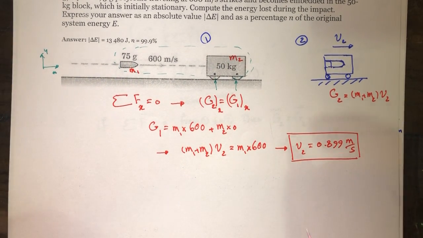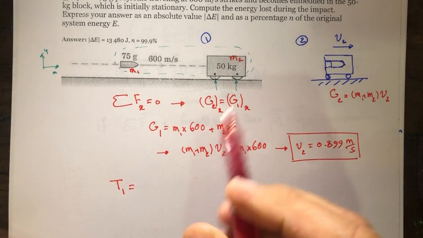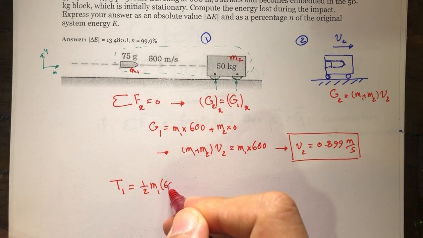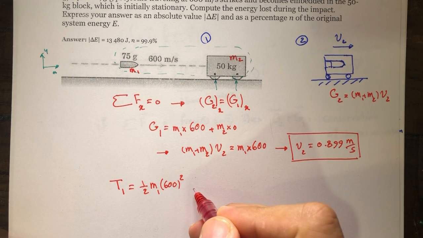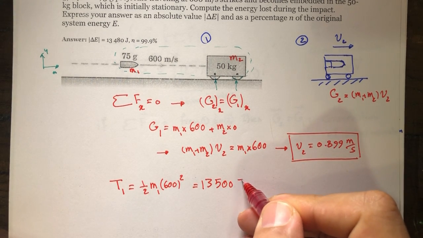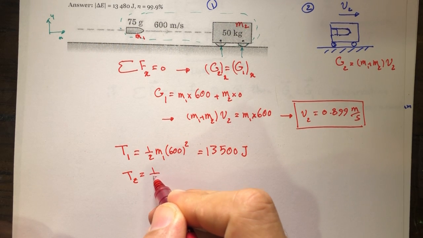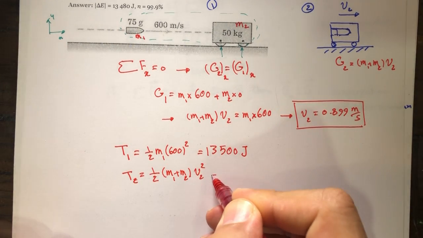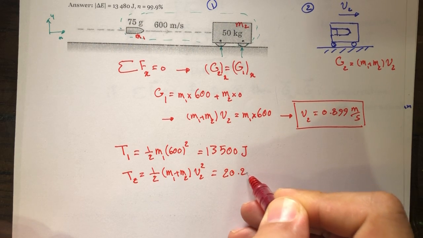But we need to calculate how much energy we are losing here, right? So we need to calculate T1 and T2. T1, the kinetic energy of our system at the beginning, is going to be equal to 1/2 of m1 times its velocity squared, plus 1/2 of m2 times its velocity squared, which is 0. This is going to be 13,500 joules. And at the end, T2, the kinetic energy, is going to be 1/2 of the total mass, which is m1 plus m2, times the velocity squared, v2 squared. If you replace v2 with 0.899, then this is going to be equal to 20.2 joules.